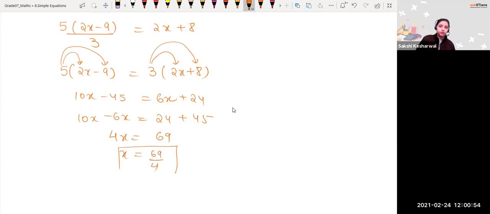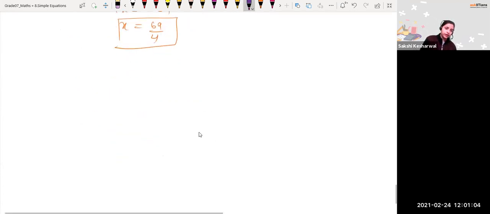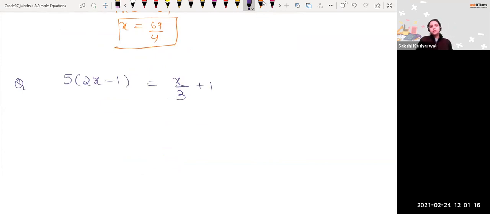I think so. I'll give you one more question to get a better understanding of this. Okay, let's do one more question. If I write 5 into 2x minus 1 is equal to x by 3 plus 1. This is the equation given, right? Now, just see this. Let's make it a little bit easy first.